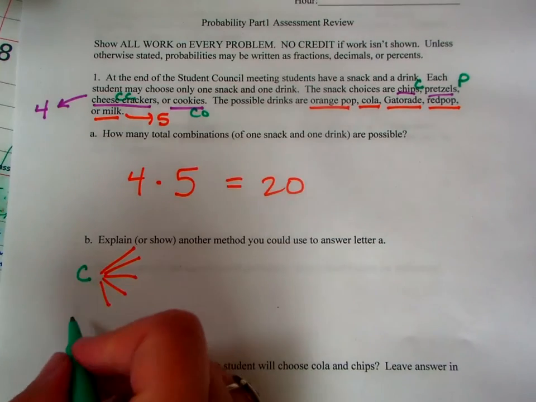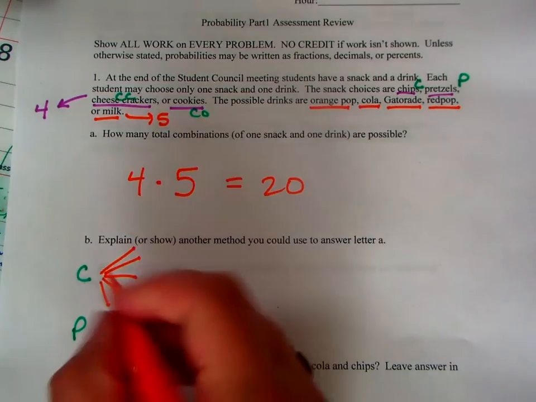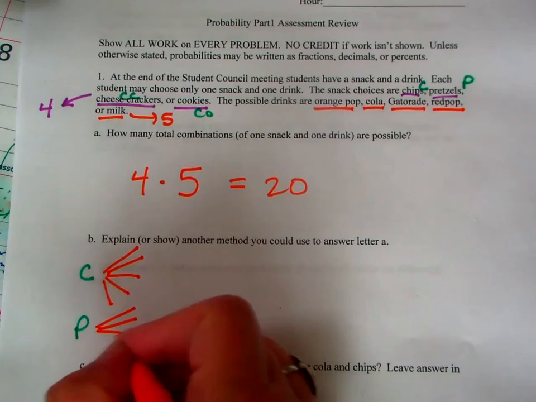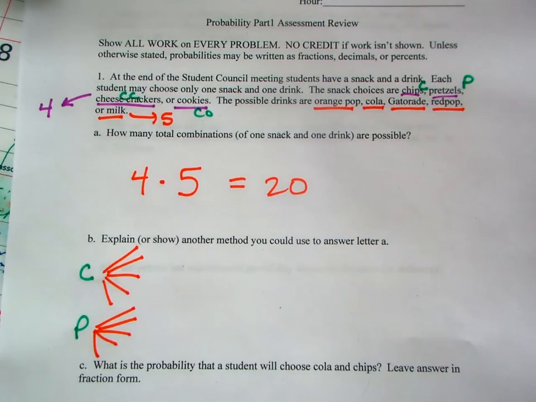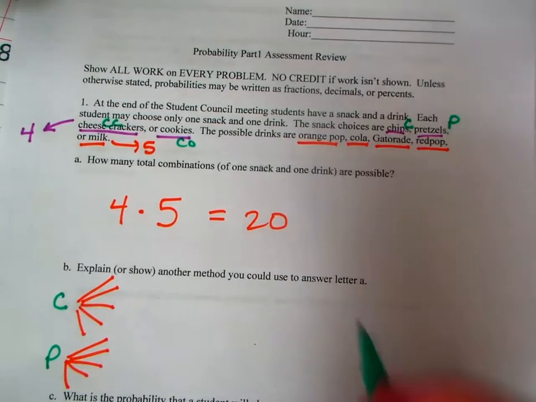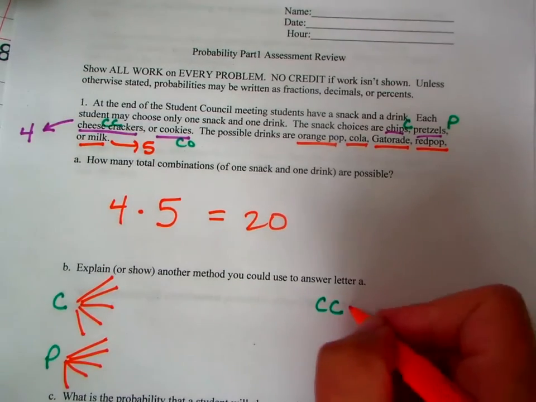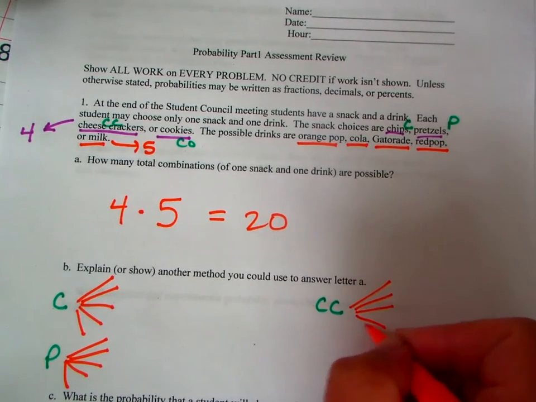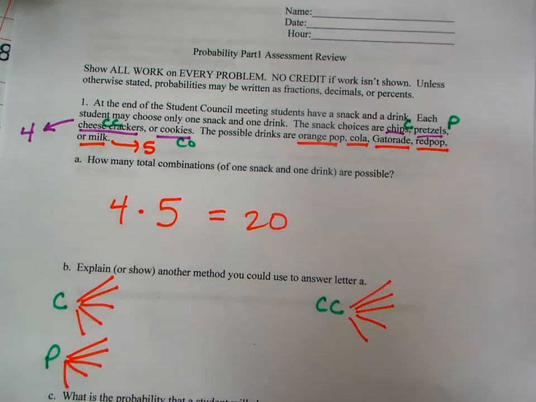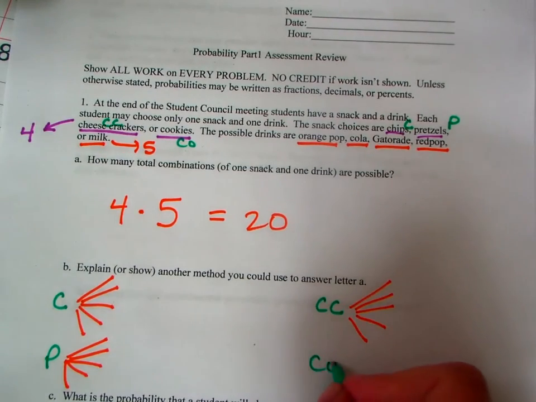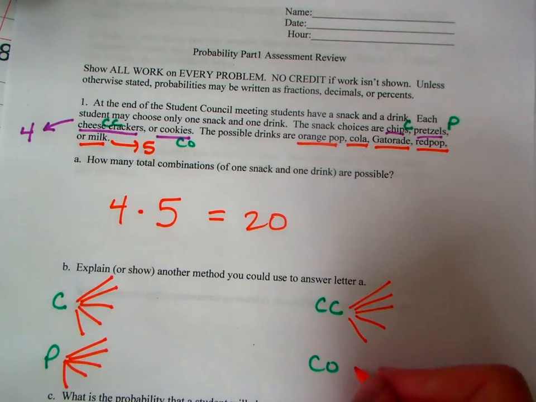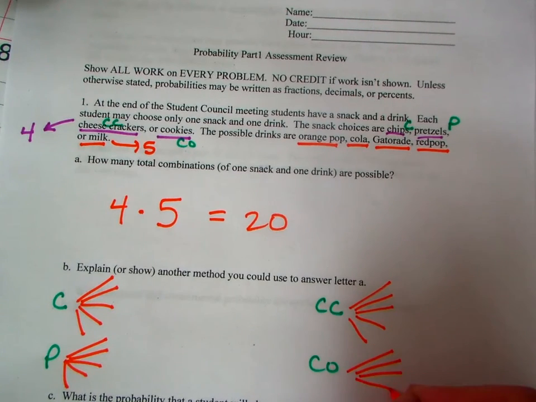So I'm going to do the same thing with pretzels, 1, 2, 3, 4, 5. Same thing with cheese crackers, 1, 2, 3, 4, 5. And same thing with cookies, 1, 2, 3, 4, 5.